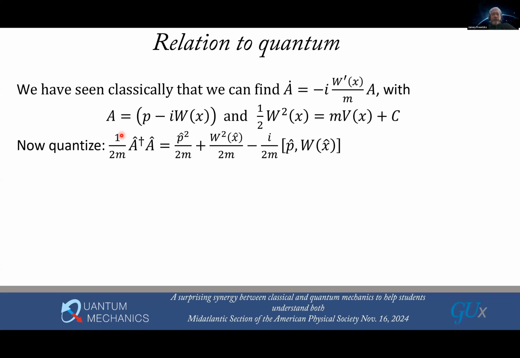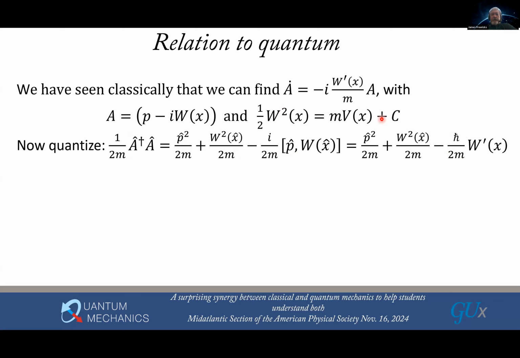We're going to calculate 1 over 2m a dagger a. We're going to get a p squared over 2m. We're going to get a w squared over 2m. And then we're going to get the commutator term, which is minus i over 2m commutator of p with w. You can evaluate that commutator. You get minus h bar over 2m w prime of x.